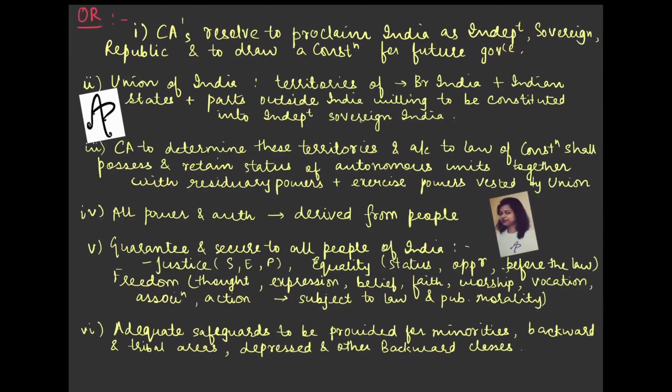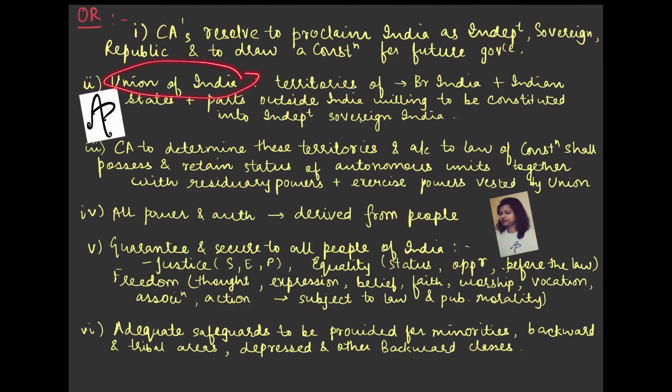Let's try and understand the objective resolution's pointers. What was the first pointer? It was said that the Constituent Assembly resolves to proclaim India as an independent, sovereign republic, and to draw a constitution for future governance. That it is this body, the Constituent Assembly, which wants to do this, and wants to do what? To proclaim India. Proclaim India as what? As an independent nation, sovereign nation, and republic nation. And these are the words that you anyways find in the preamble also.